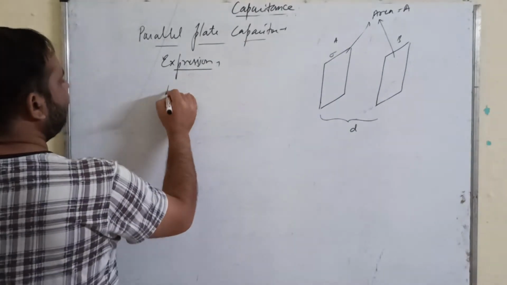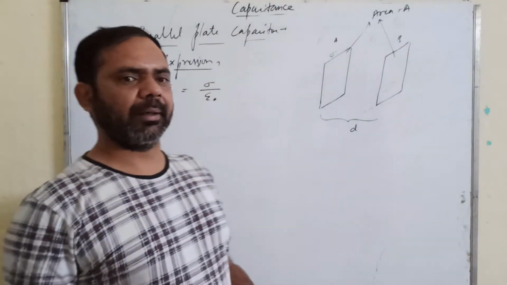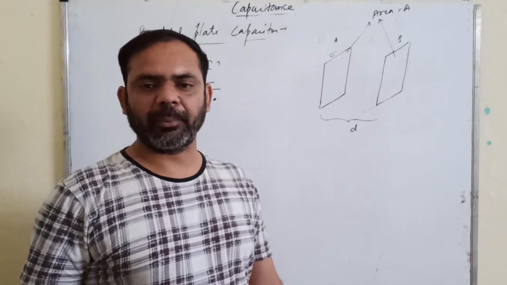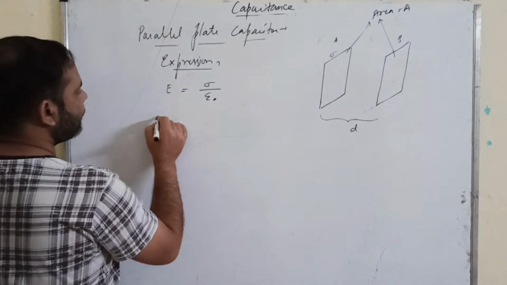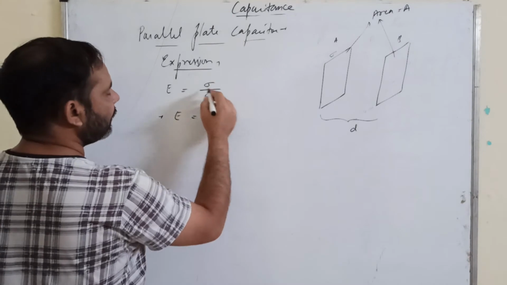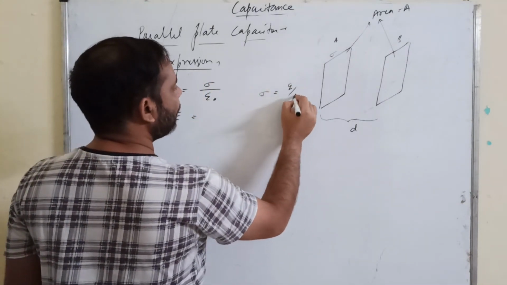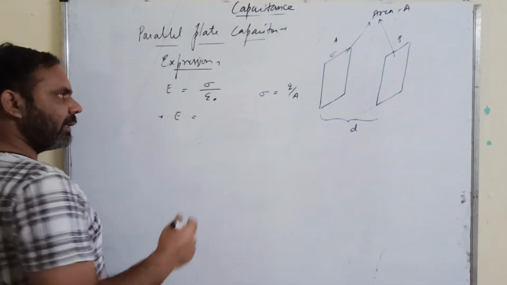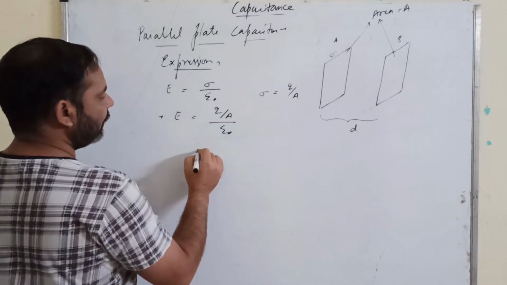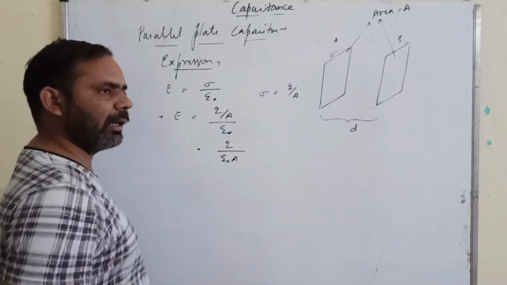Now the electric field between the plates is sigma upon epsilon naught. We have already derived this formula using Gauss theorem. So E is equal to, now sigma is the surface charge density, so it is Q upon A, where Q is the charge on the plate. So E is Q upon epsilon naught A.